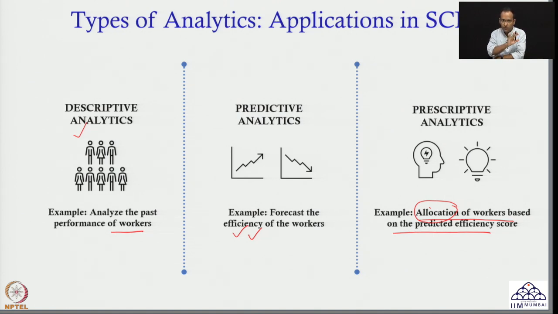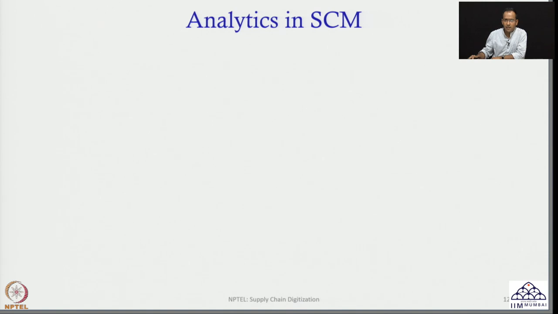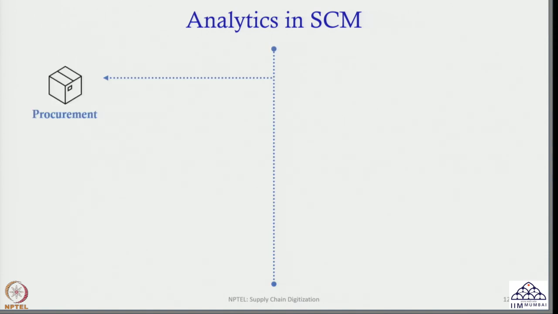So these are a flow of different types of analytics which we use in the context of supply chain, and specifically in worker allocation. A lot of employees are there, so how do we allocate the work to the employees so that they can do the job more efficiently? These are a few examples. Now we'll move to the next slide, where we'll summarize, starting from procurement to the last mile, till it reaches the customers, how different kinds of analytics are being used.